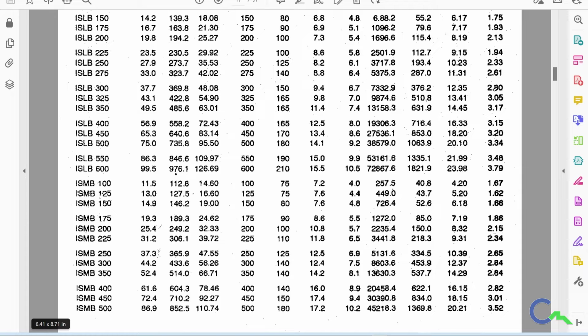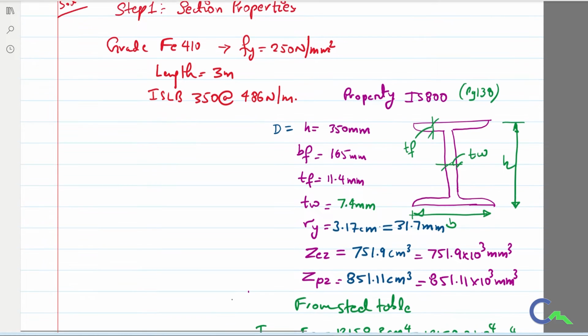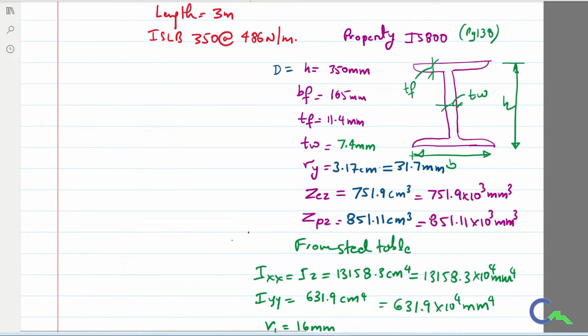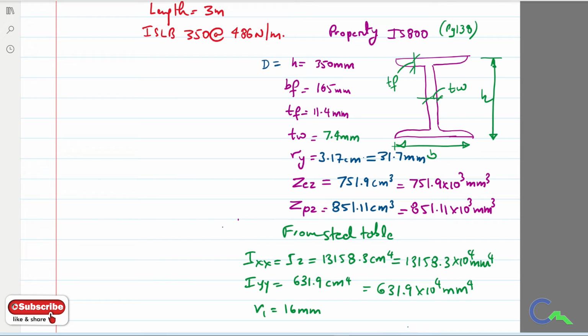So by referring to that ISLB 350, I noted all these properties. These are all important. For the design of bending moment, we have to calculate the bending moment, so these properties we have to take down. Most of the values are available in centimeter, so you have to convert them into millimeter for the calculation purpose. So pause the video, then take down all these values. Then we'll move on to the second step.